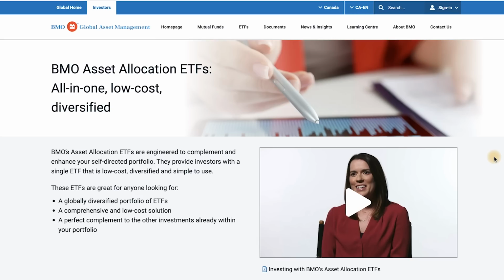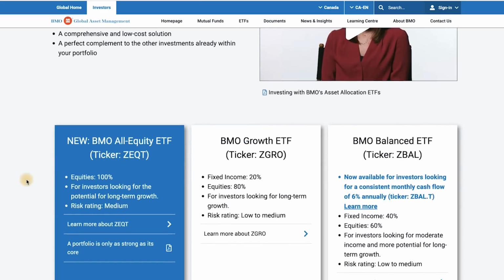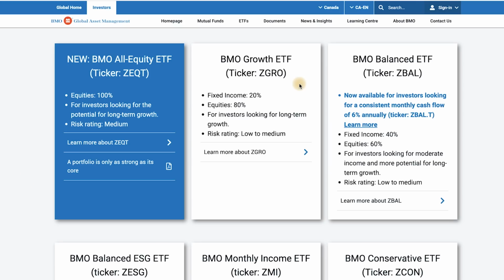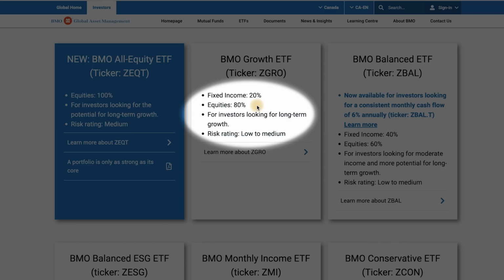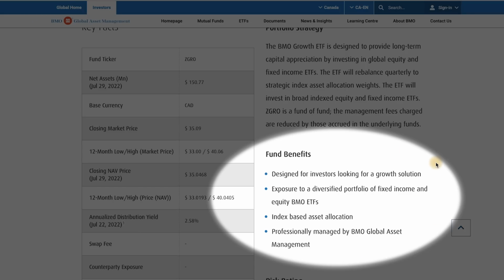All right, so first I'm going to navigate to this webpage on bmogam.com where it has all of the different asset allocation ETFs listed. Let's take a look at the BMO Growth ETF ZGRO. So as you can see here, its asset allocation is 80% equities and 20% fixed income. So as you can see in the fund benefits, this ETF is designed for investors also looking for growth. However, it would be more appropriate for an investor who doesn't have as high of a risk tolerance as someone who is comfortable investing in 100% stock. It could also be for an investor with a slightly shorter time horizon as well.